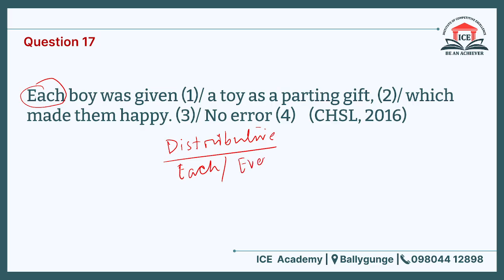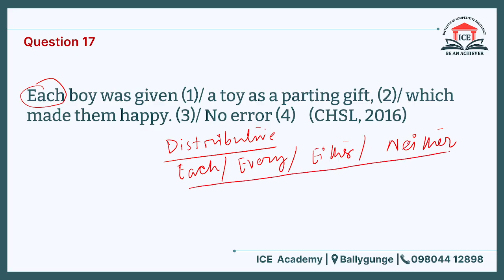Each, every, either, neither. They are called distributive pronouns, and these distributive pronouns are always singular. Therefore, they will be followed by a singular verb, and a singular personal pronoun should be used with them.